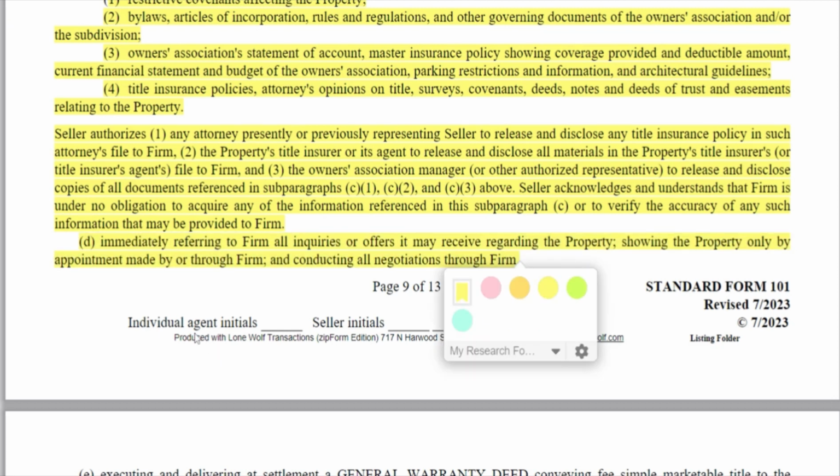Okay, and we have Section D: immediately referring to the firm all inquiries or offers it may receive regarding the property, showing the property only by appointment made by or through the firm, and conducting all negotiations through the firm.